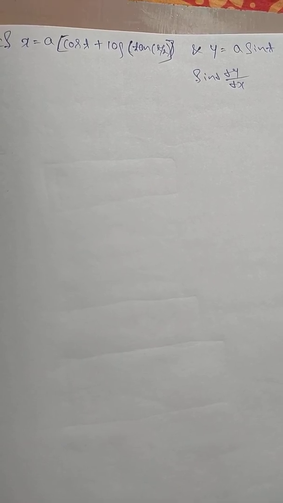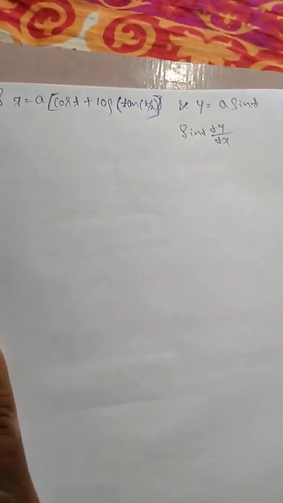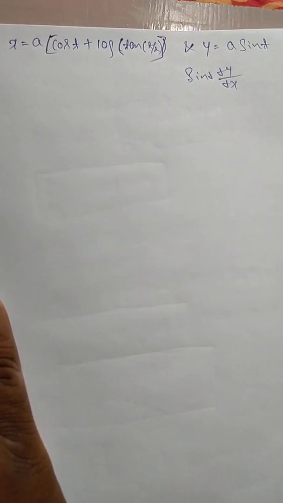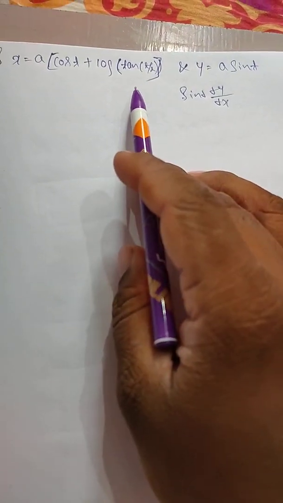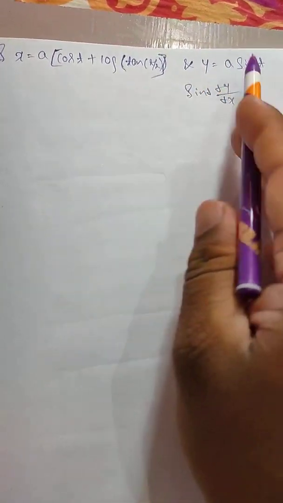Hi students, we'll go for the next problem. The next problem is x equal to a into cos t plus log tan t by 2 and y is equal to a sin t. You want to find the dy by dx. Now in this problem, here t is a parameter. Since t is a parameter, you want to differentiate the function separately.